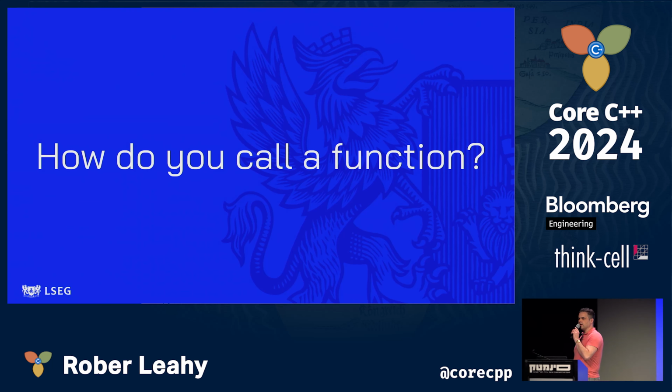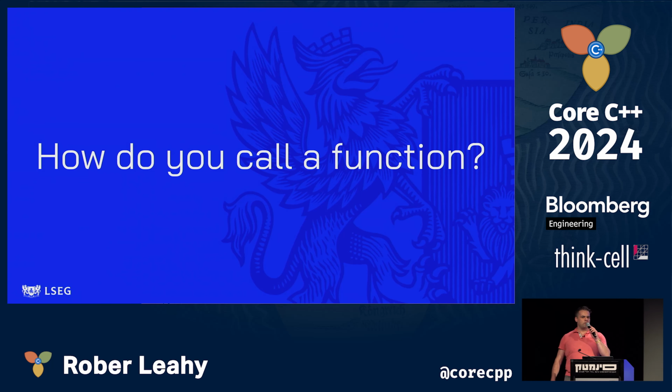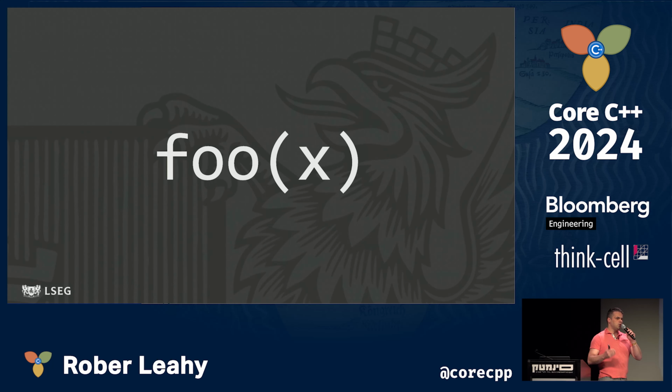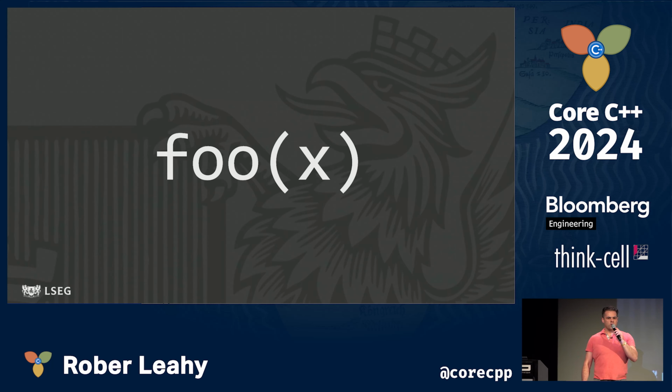And this may seem like a ridiculous question with an obvious answer because, of course, we call a function foo with a parameter x by writing foo of x. But this is a notational or syntactic answer. It just tells us how we communicate our intention to call a function to the compiler. It doesn't give us any information of what actually constitutes a function call.